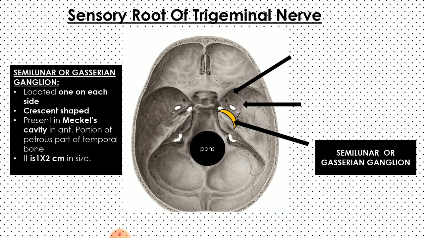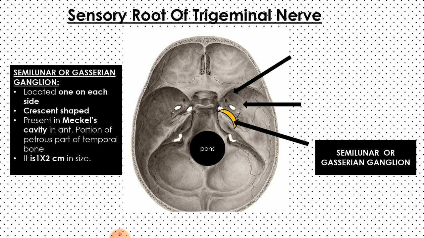So in the petrous part of the temporal bone, there is the semilunar or Gasserian ganglion present. This ganglion is located one on each side. It is crescent shaped and it is present in Meckel's cavity. From this ganglion the main three sensory branches of the trigeminal nerve emerge.